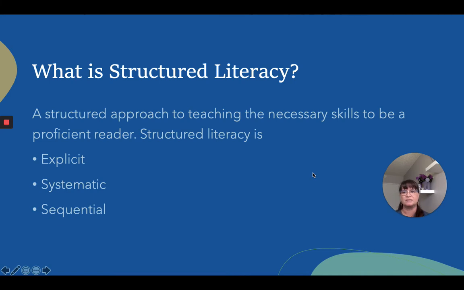Now, the explicit, systematic, and sequential applies if you're teaching it to a whole group, like in the classroom. But then, if you're working in an intervention group or in a tutoring situation, we add on two more components, and that is diagnostic and prescriptive. So you want to start where kids need it, and you go back to the lowest common denominator. So what was the very first fundamental skill that students could or could not do?